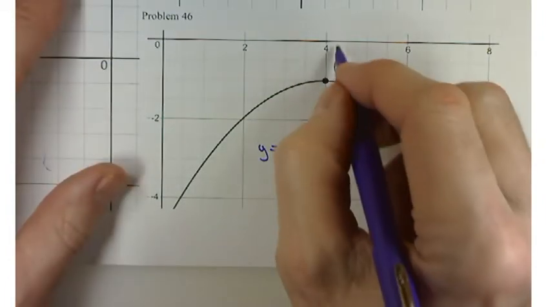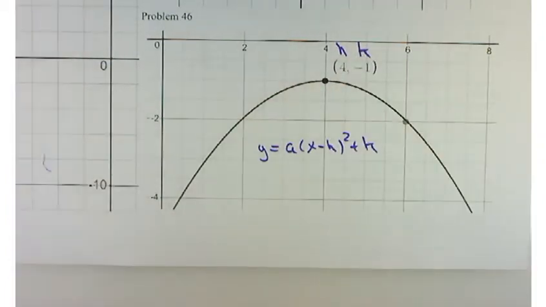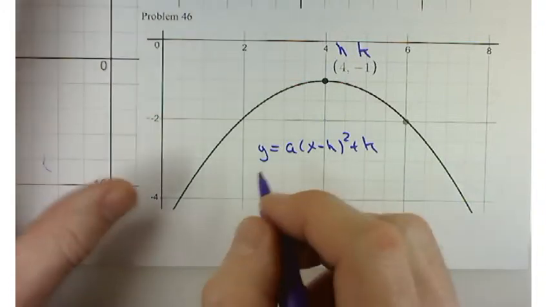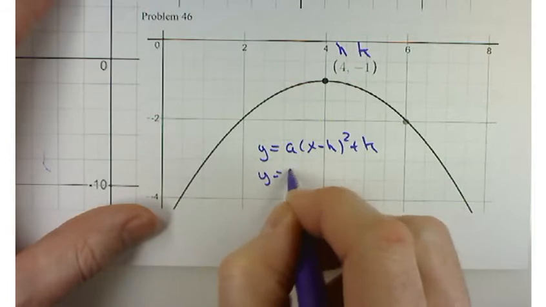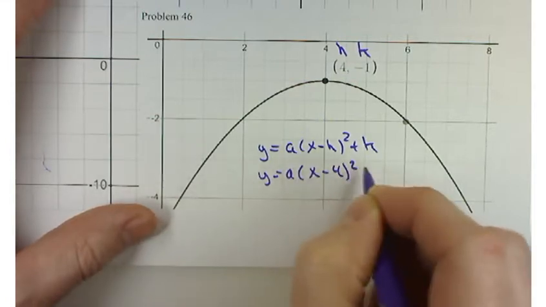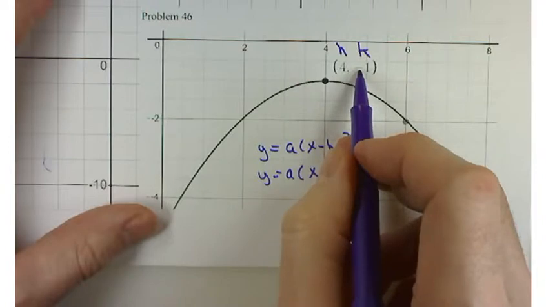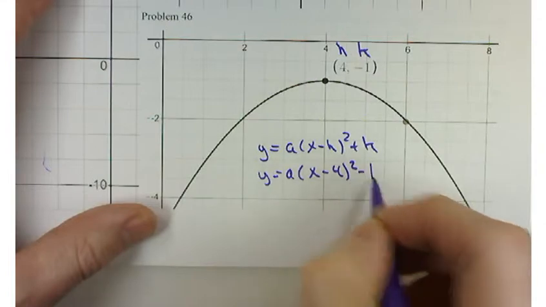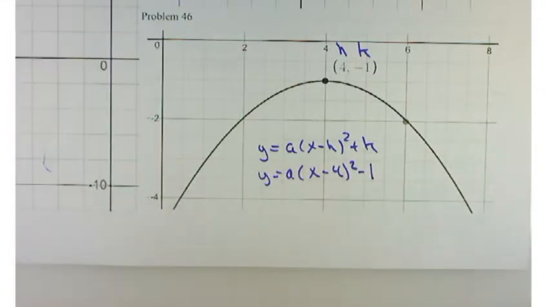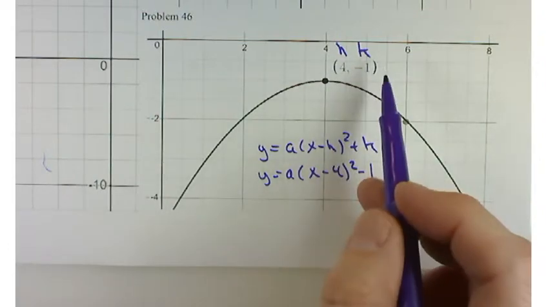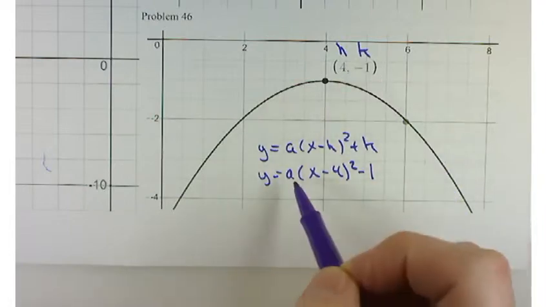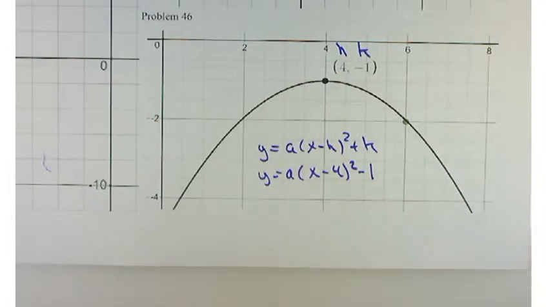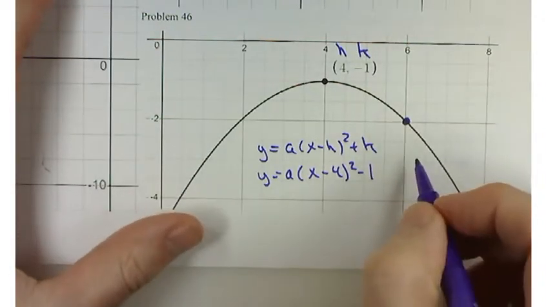Well, we know h and k, right? There's h, there's k. So we're in good shape. That's going to be y equals a times x minus 4 squared plus negative 1. What's a better way to write that instead of plus negative 1? Just minus 1. Thank you. All right. Well, I still need to figure out what a is. I'm open to ideas. Let me point out, though, that this parabola passes through this point.